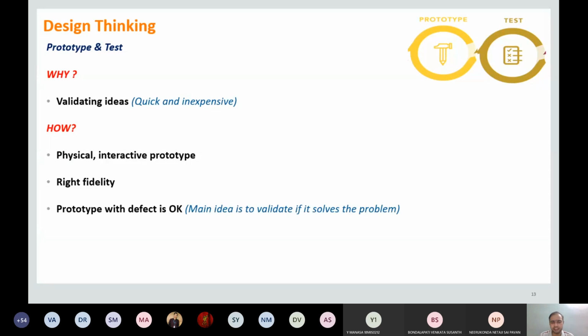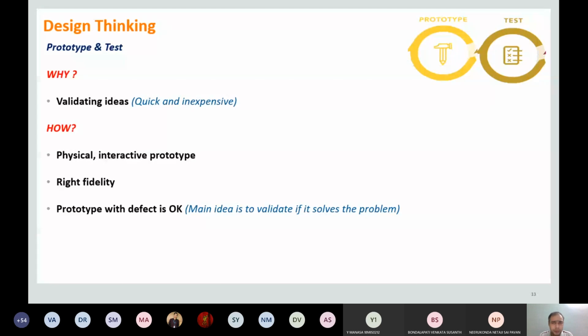Then prototype with defects. Now you are making a product, actually you are making a prototype. When you are making a prototype, the prototype may fail in the market, or when testing, the prototype can fail. But don't worry, failure is success. As we all tell, failure is success. If your product is failing, you should be happy, because celebrate failures. In case of startups, celebrate the failures, because you're going to learn more things from your failure.